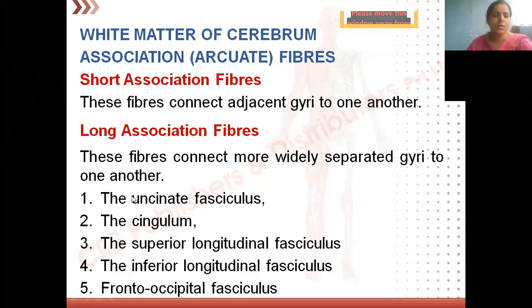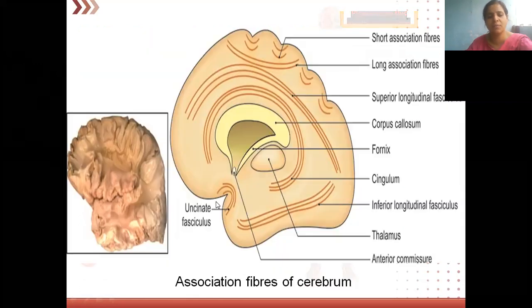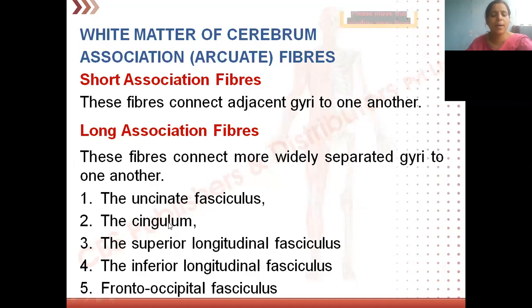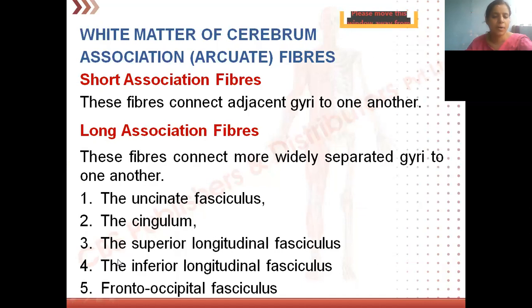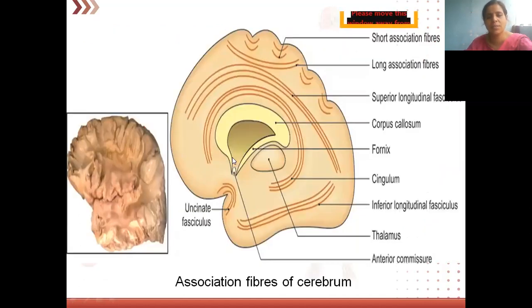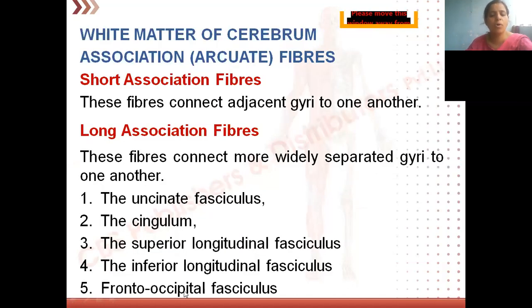So what are the various things? We have the uncinate fasciculus. Just now we saw it was connecting which lobe to which lobe? Frontal to temporal. The cingulum is seen above the corpus callosum. This is the cingulum. The superior longitudinal fasciculus, I told you, is connecting the frontal to the occipital. The inferior longitudinal fasciculus connects temporal to occipital. Fronto-occipital, the name itself indicates it is connecting the frontal to the occipital lobes of the same side. Remember this word, same side.